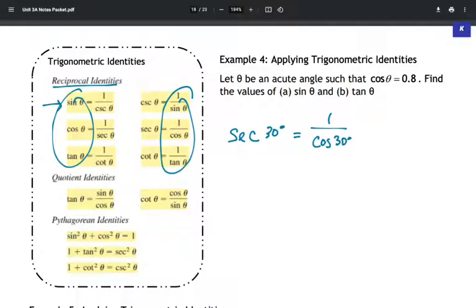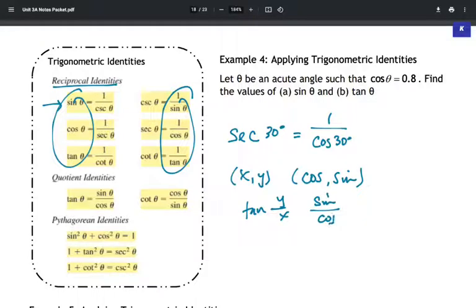All right, then the quotient identities tell me tangent's the same thing as sine over cosine. Remember, whenever you have your x, y on your ordered pair, the x is the cosine and the y is the sine. And we said that tangent was the same thing as y over x, which means it's the same thing as sine over cosine. And then cotangent's the reciprocal, so it's the same thing as cosine over sine.